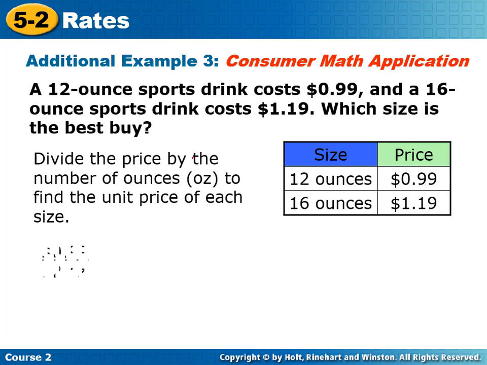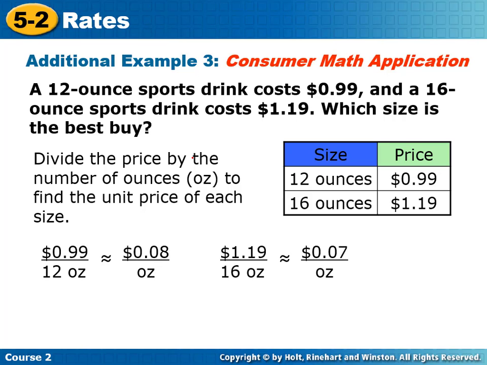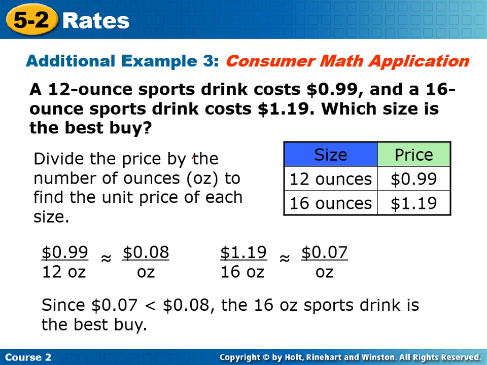So what we're going to do is set up a ratio. 99 cents divided by 12 ounces and $1.19 divided by 16 ounces. That will be used to find our unit rate. And the way you do a unit rate is always price divided by quantity. And you find out that the 12-ounce bottle is about 8 cents per ounce, and the 16-ounce bottle is about 7 cents per ounce. So which is the better buy? We find out that the 16-ounce is the better buy in this case.